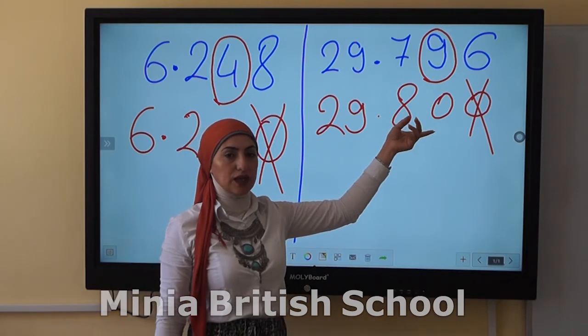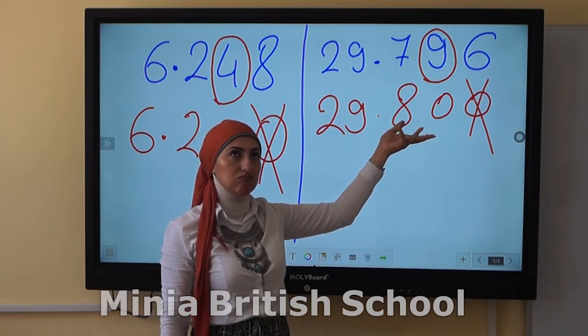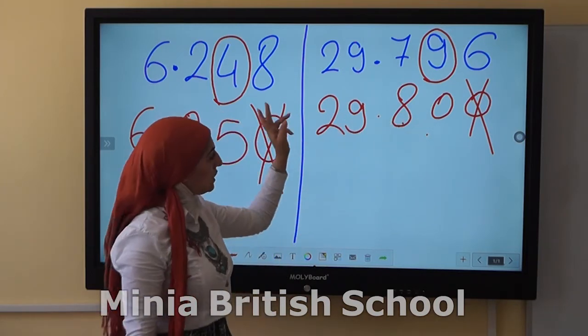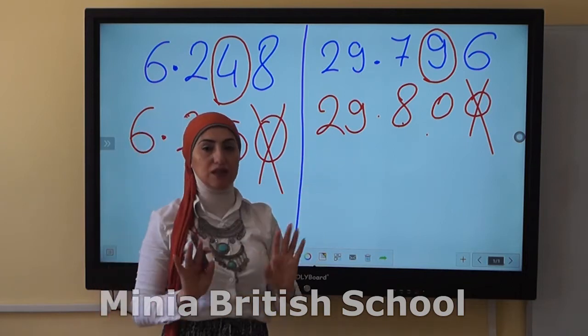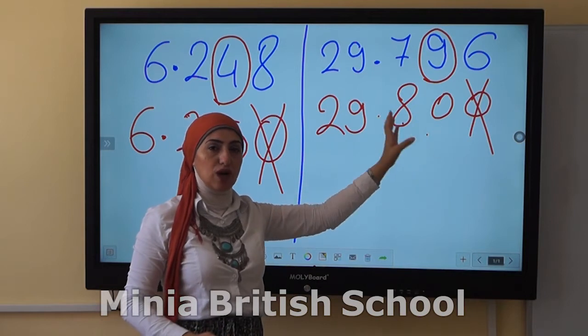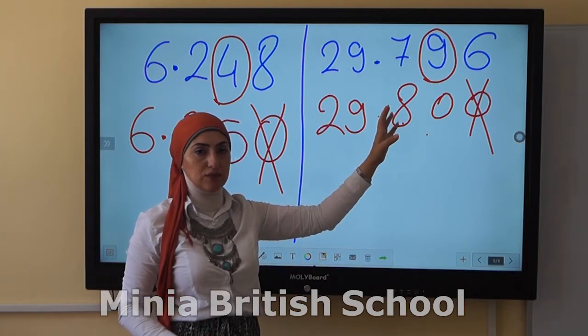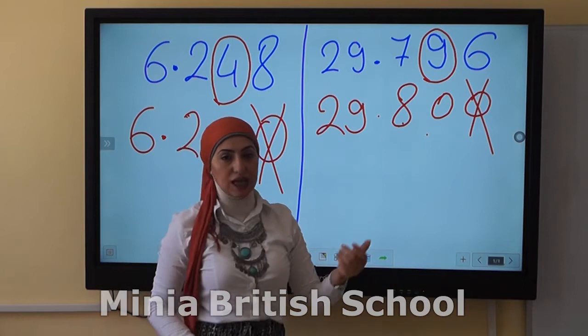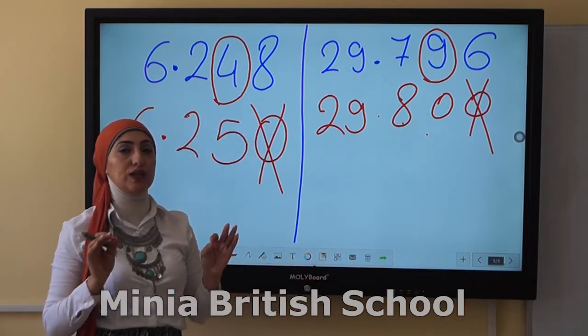What about this one? Can I cancel it? It has no value. Okay? It's 29.8. That's it. What about this 0? Should I keep it or cancel it? No. Here, in this case, I have to keep it.